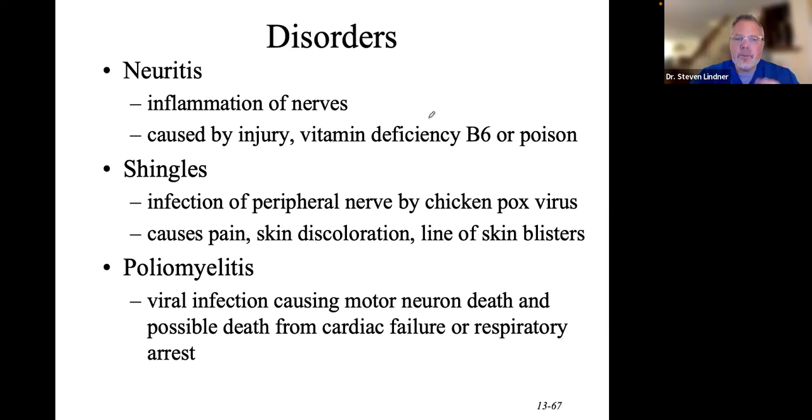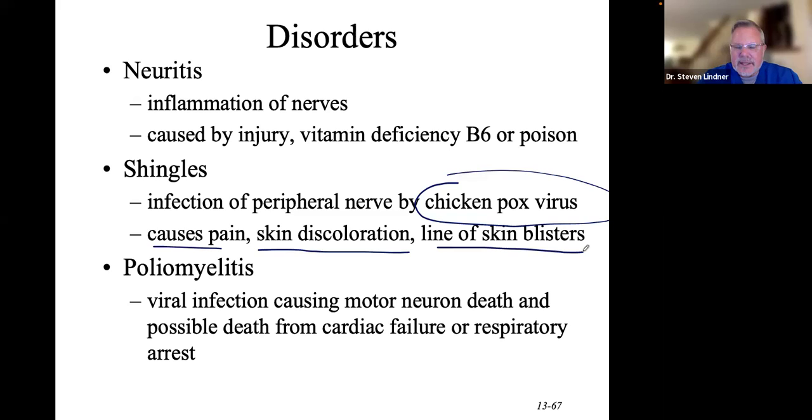Okay, so shingles over here, that's an infection of the peripheral nerve by the chickenpox virus, and it causes pain. It causes skin discoloration, and people often feel bruised, like they'll feel deep pain or nerve pain, and they can't quite explain it. But it starts off like that. It can linger for a week or two. And then if you look closely, you could see a small blister. And then it becomes a line of blisters. That's shingles.